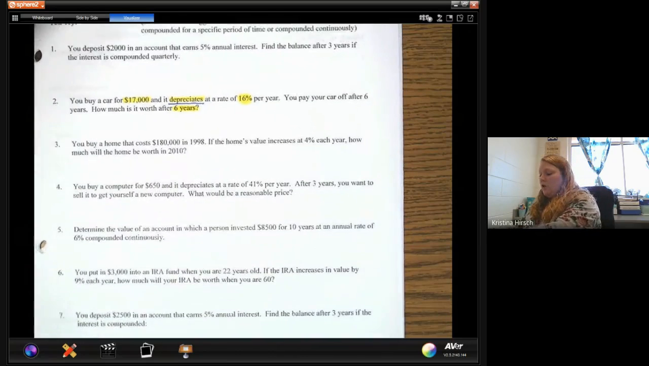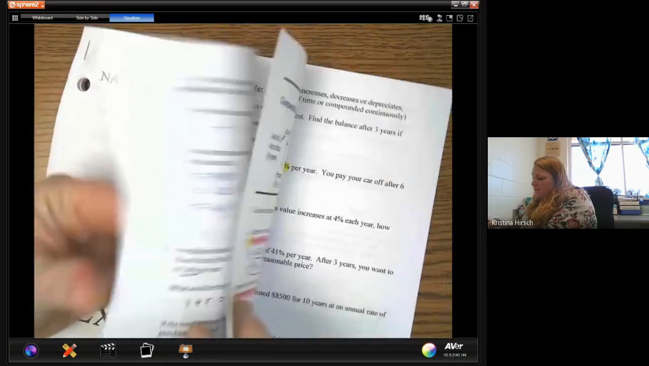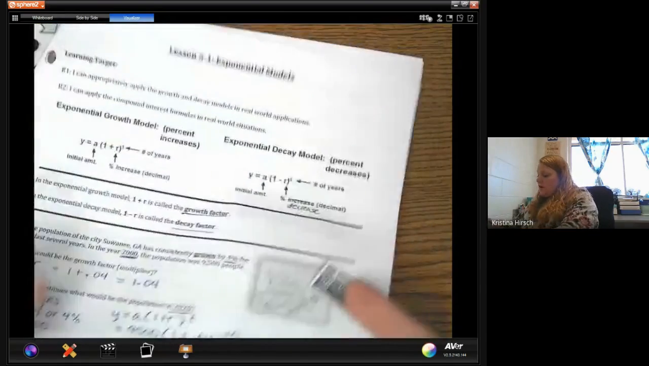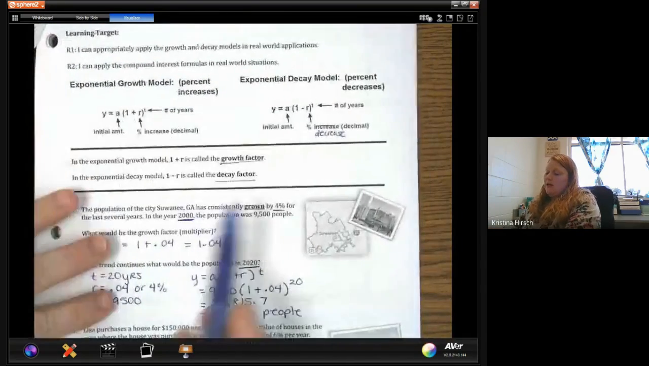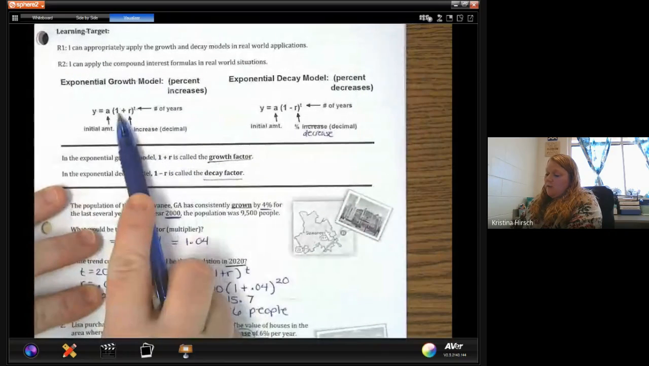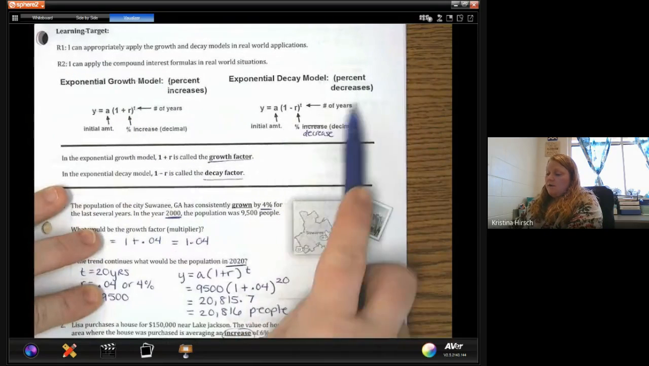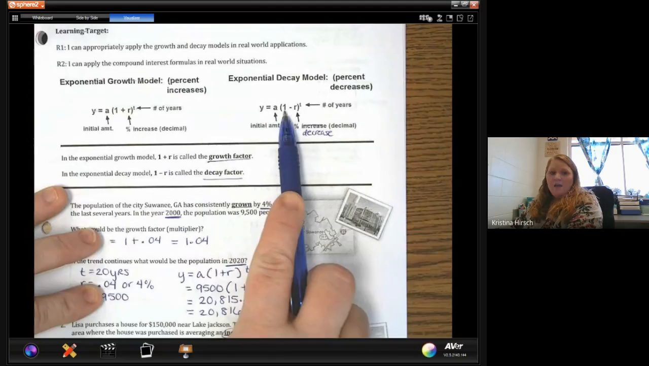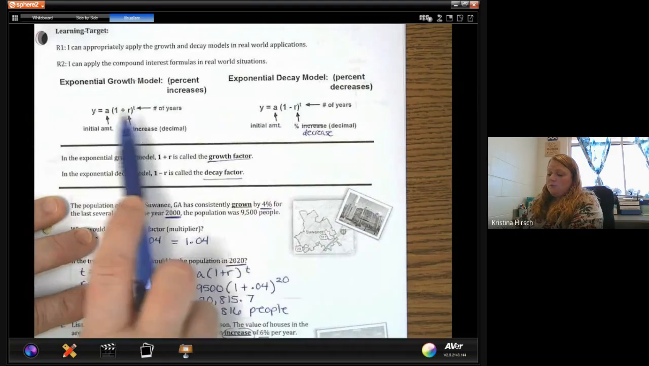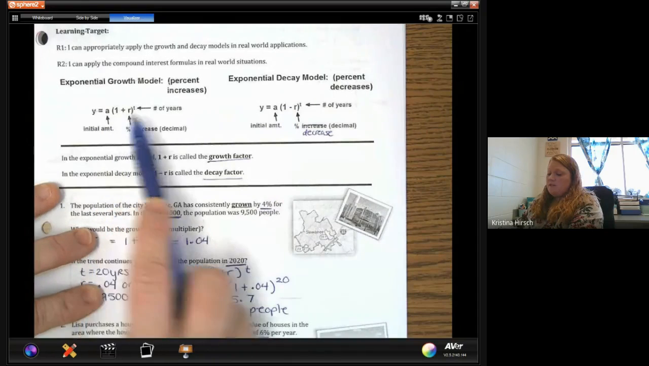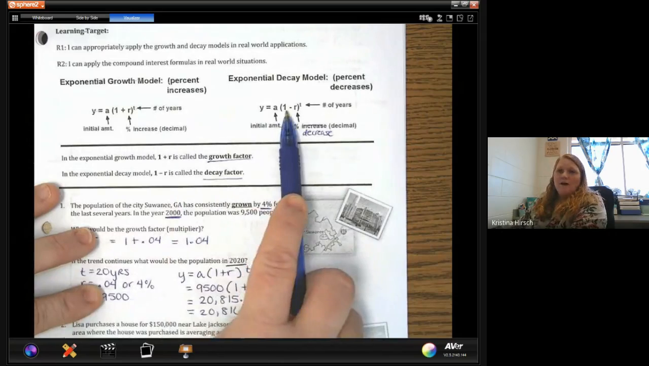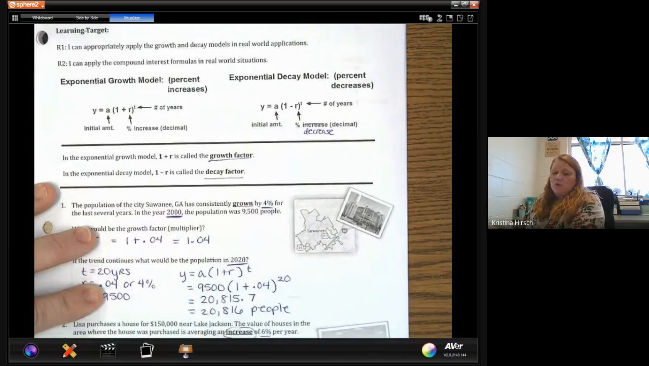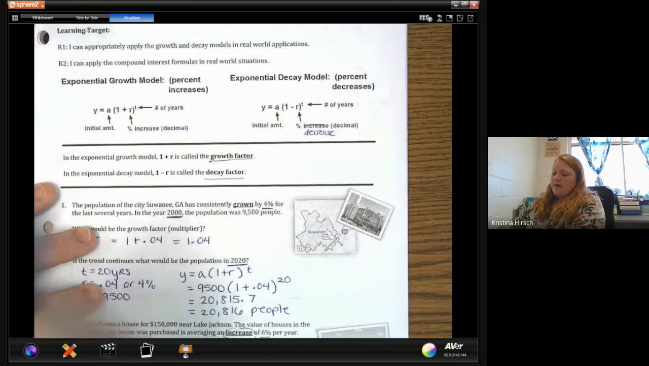So let's go backwards a little bit. Sorry to make you dizzy here. But we learned in our other lesson that we have the growth model and we have the decay model. So remember, if you're going down in value, you're going to use this formula right here. If you're going up in value, you use this formula right here. And the difference is the plus versus the minus. So if I'm going down, I should expect to subtract. If I'm increasing, I should expect to add.